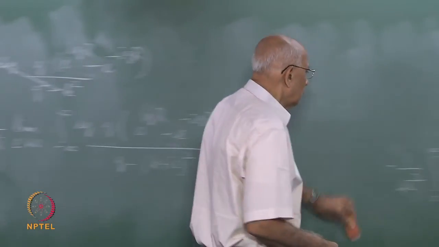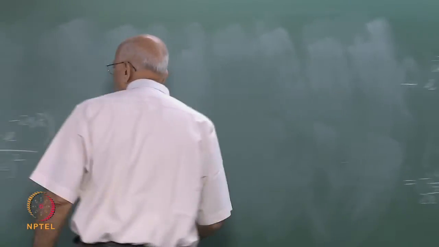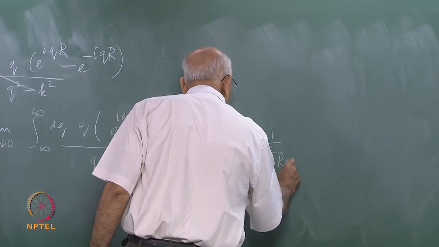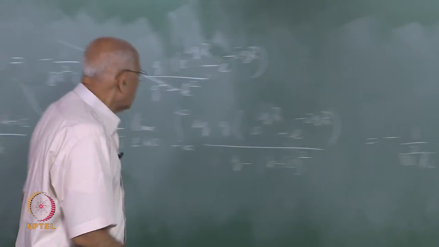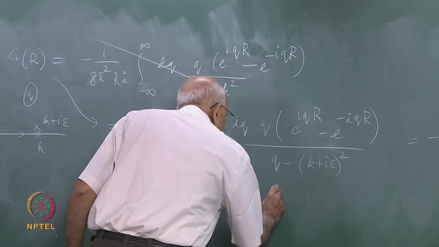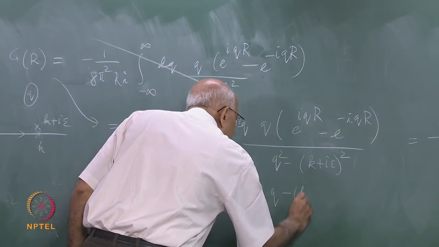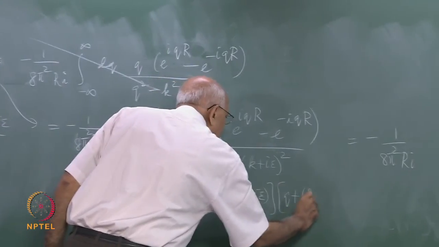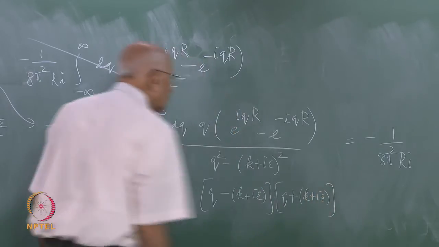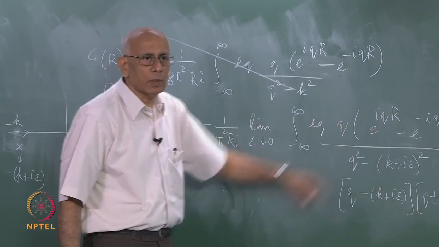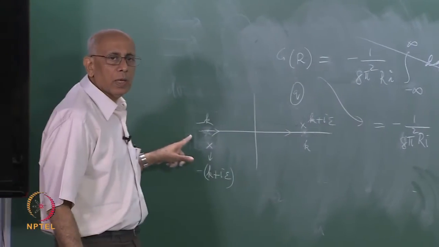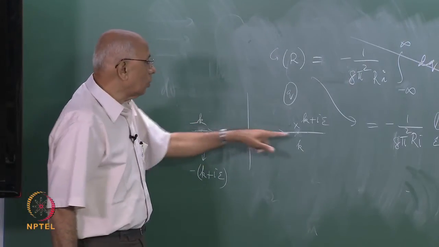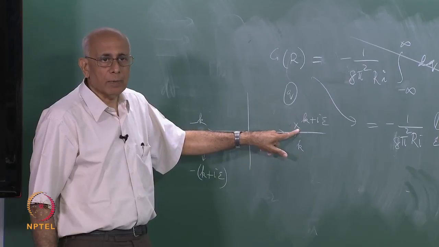Now we are home, because this thing here is equal to minus 1 over 8 pi squared r I, and then let us write things down. I write this as q squared, so it is q minus k plus I epsilon times q plus k plus I epsilon, and look at the first term, this term here. I am compelled to close the contour in the upper half plane. That contribution goes to 0 as the radius goes to infinity, and you get 2 pi I times the residue at plus k.